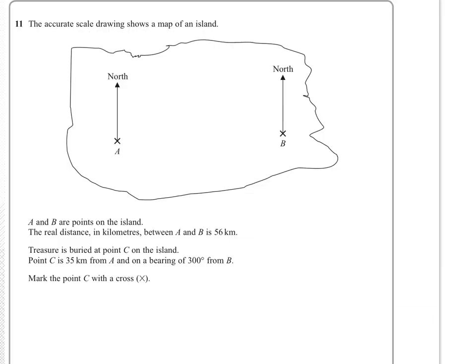Question 11. It says an accurate scale drawing shows a map of an island. Unfortunately, this photocopied paper that you probably have may not be completely accurate, so I'm going to go with this distance that I've measured, and I've measured this to be, not a very good line there, but that will do. I measured that to be 7.5 centimetres, and that represents 56 kilometres. So 56 kilometres is 7.5 centimetres.